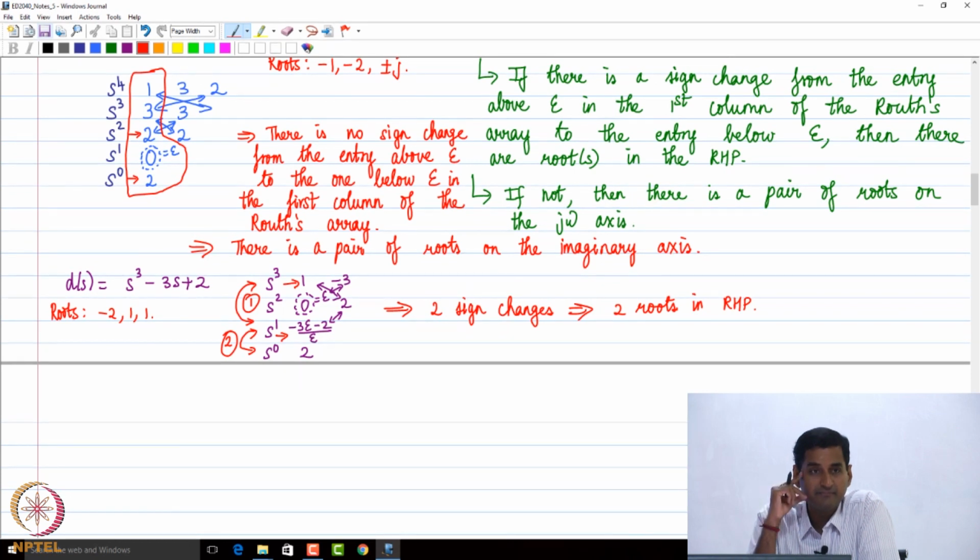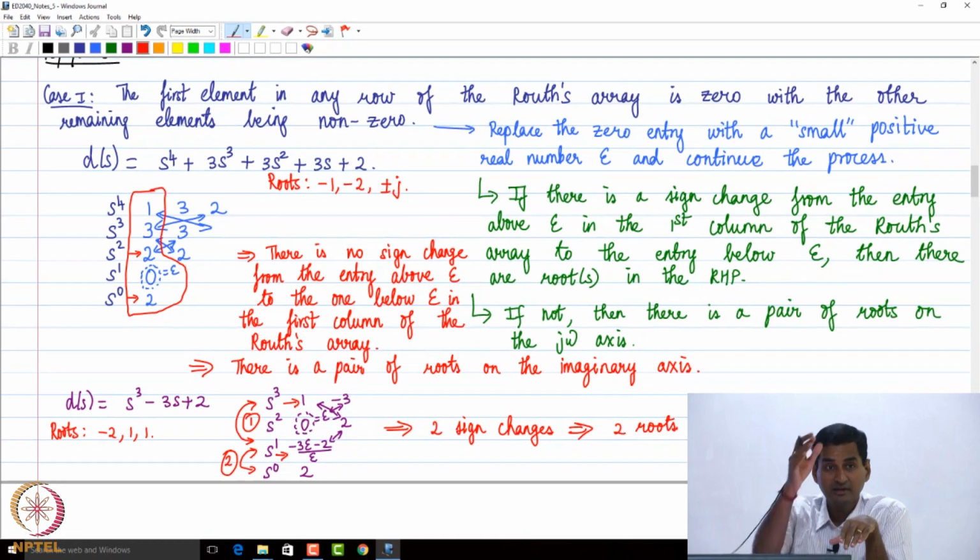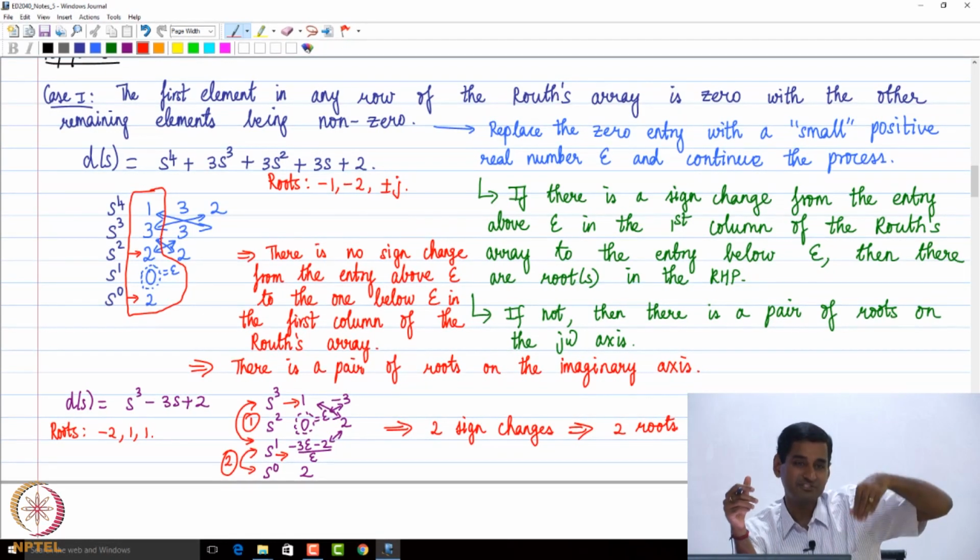First entry, yeah. Column as such? What did I write down? Okay, one minute. The first element in any row of the Routh's array, right? Because we need to always divide by the first element. See, not the first column, the first element in any row of the Routh's array. Obviously that will appear in the first column, right?